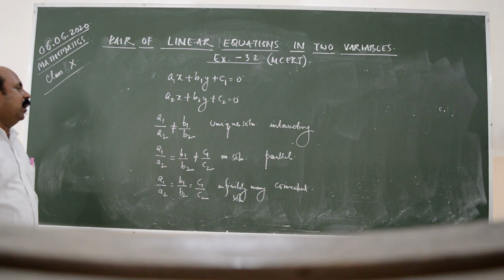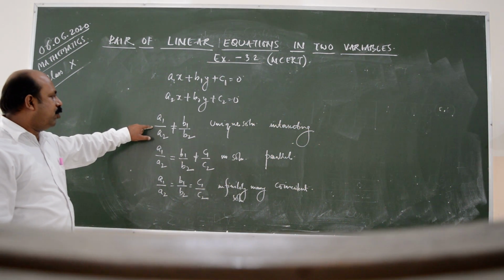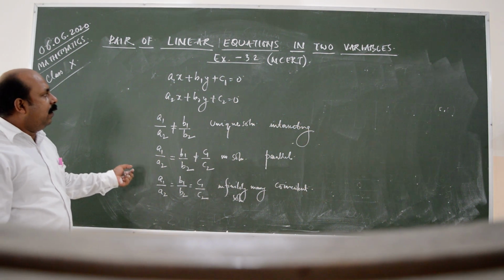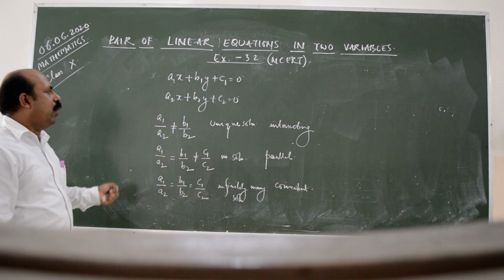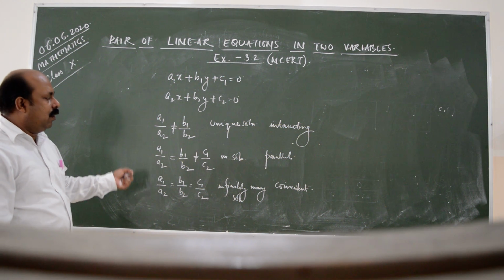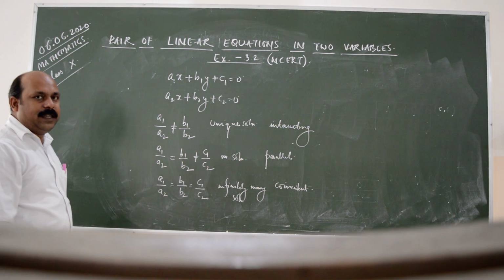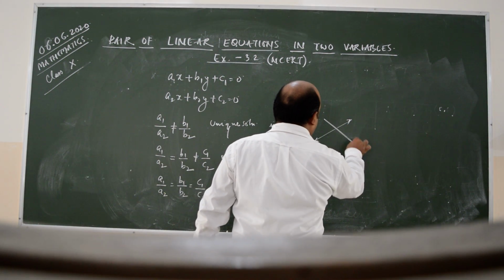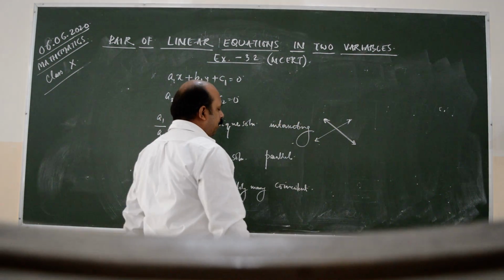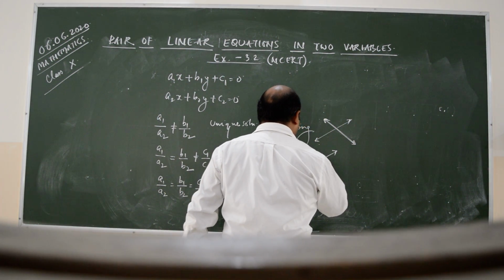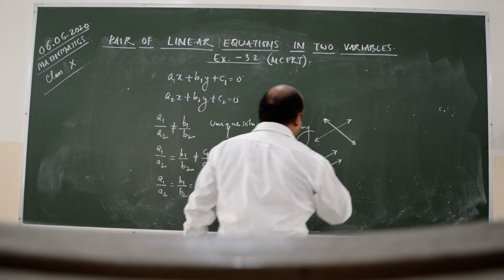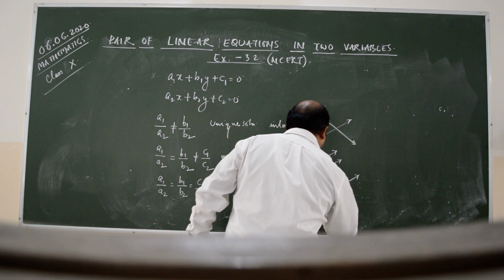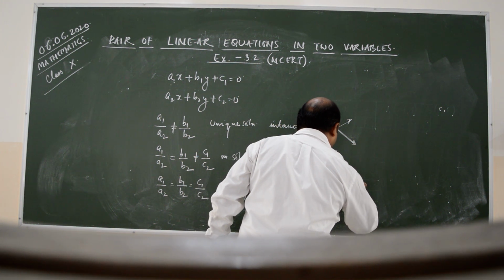So from here we conclude that on comparing the ratio of the corresponding coefficients of x, y and constant term, we can find out whether the given pair of linear equation will have a unique solution, no solution or infinitely many solution. In case the system of equation will have unique solution, the pair of graph lines will be intersecting at a point. In case they are having no solution, the pair of graph lines will be parallel to each other, and in case they have infinitely many solution, the pair of graph lines will be coincident on each other.